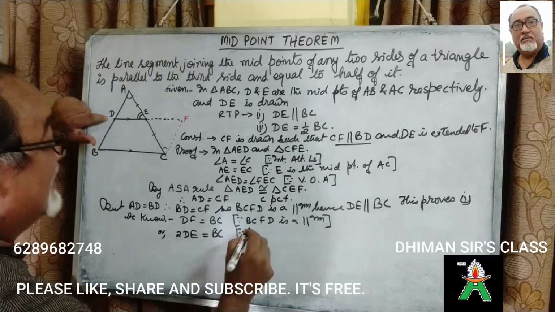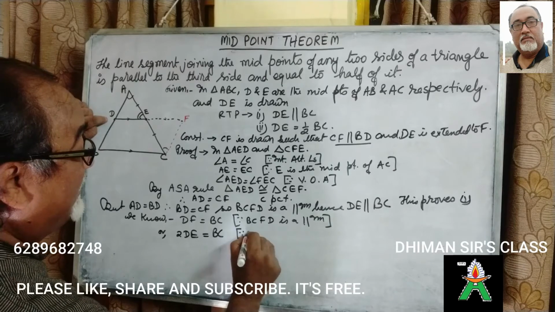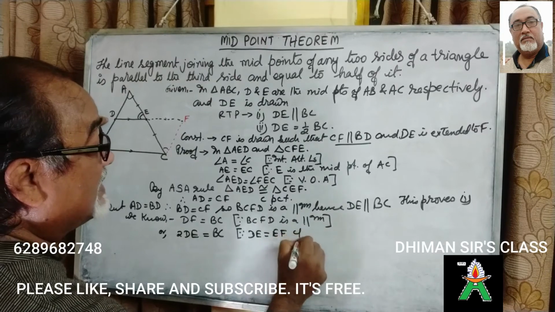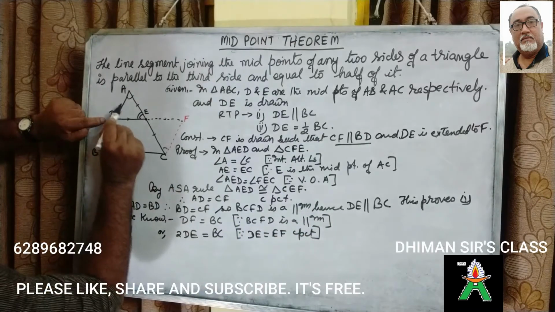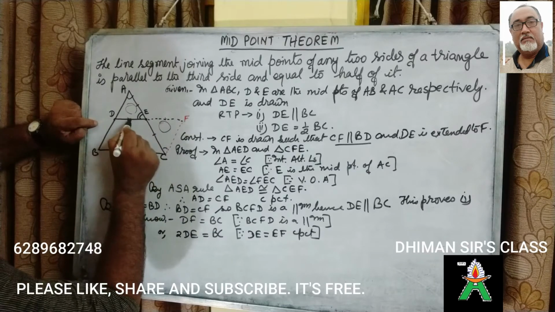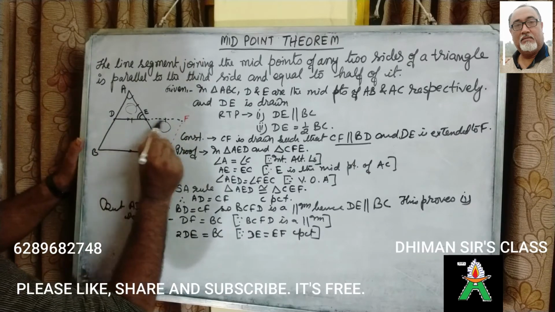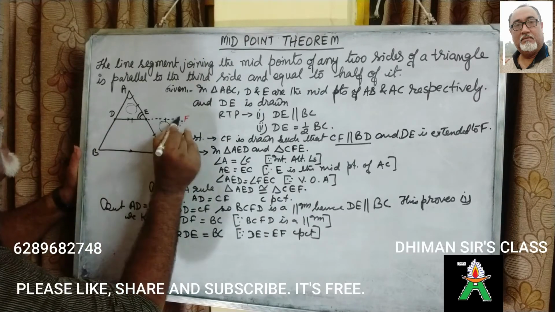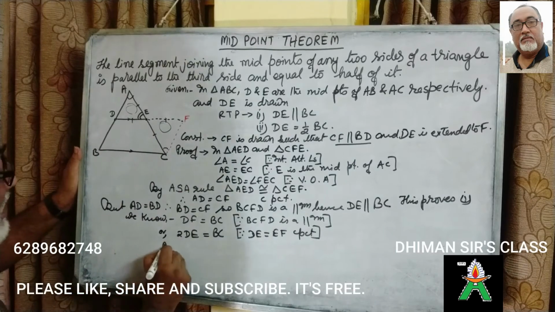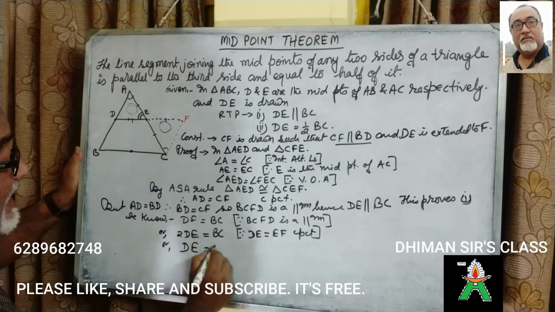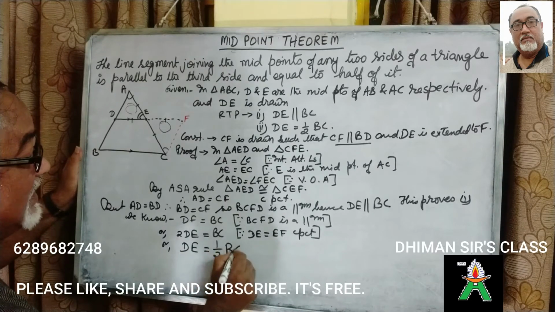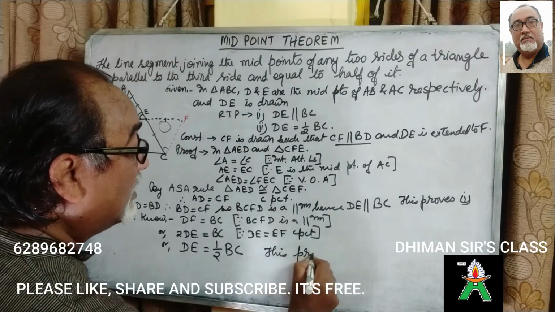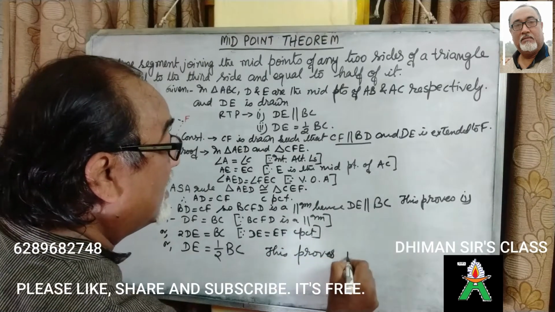Since DE is equal to EF, CPCT. Means, as these two triangles are congruent, so naturally this is equal to this. So in place of DF, we can write 2DE. Or DE is equal to half. This 2 goes this side, half BC. DE is equal to half BC. This proves number 2.